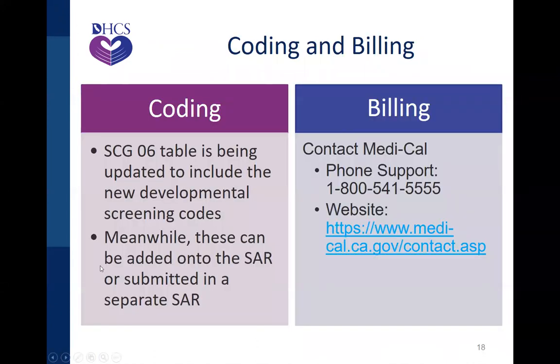With regard to coding, HRIF has the SCG 06 table, which is currently being updated to include the new developmental screening codes that come out of Medi-Cal, like 96112 and 96113. There's a new process ongoing here at CCS, and we are trying to update all the tables at one time so that we don't do them piecemeal. Meanwhile, you can add those new screening codes to the SAR, or submit them in a separate SAR, and they will be paid, since they are valid screening codes put out by Medi-Cal.